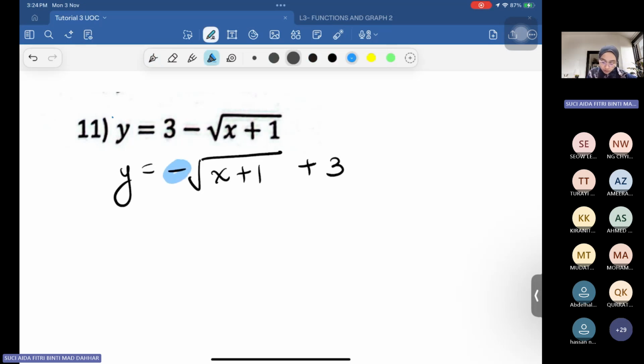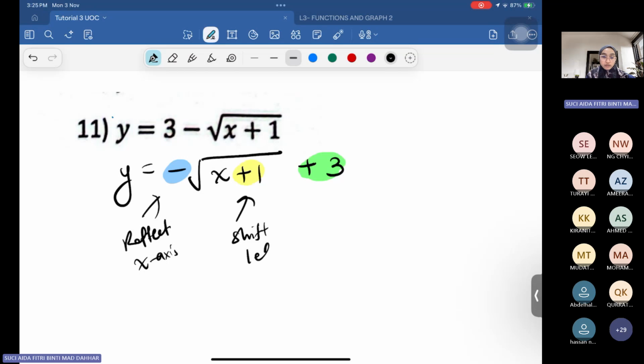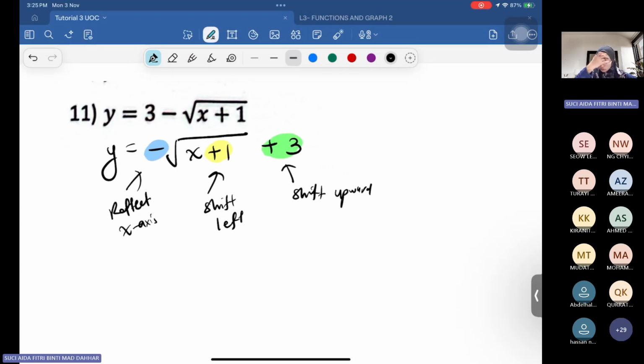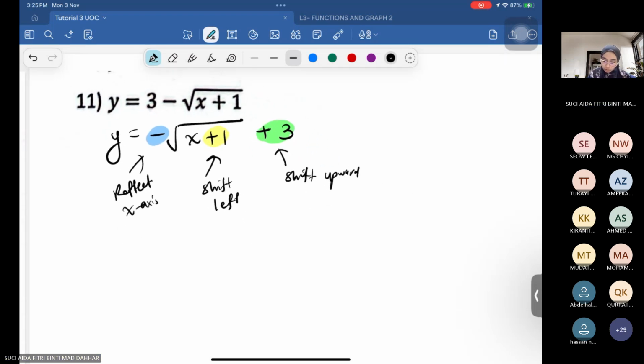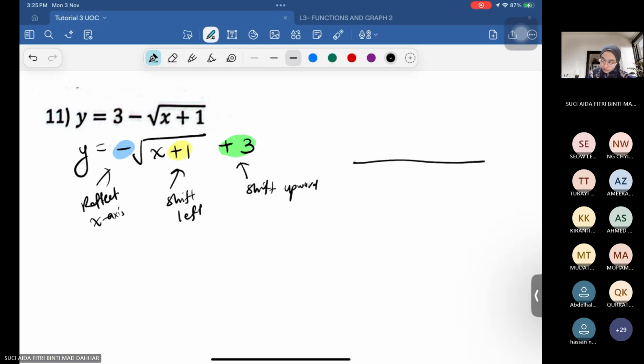So how many transformations here? 1, 2, 3. Okay, this is reflect on x-axis. This is shifting to the left. This is shift upwards by 3. Okay, let's do the reflection first.